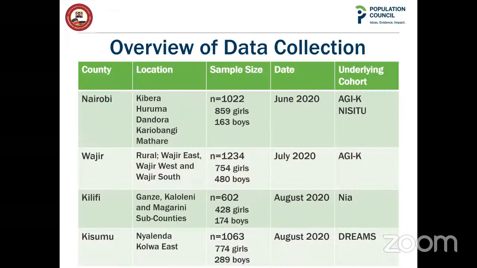We collected data from several different cohorts that we had already established from previous studies. So overall, we collected data from around 4,000 different adolescents across four different counties. So that's Nairobi, Wajir, Kilifi, and Kisumu. Our adolescents aged between 10 to 19 years old. And in addition to interviewing the adolescents, we also interviewed the household head for each of the households. And all the interviews were carried out over the phone.